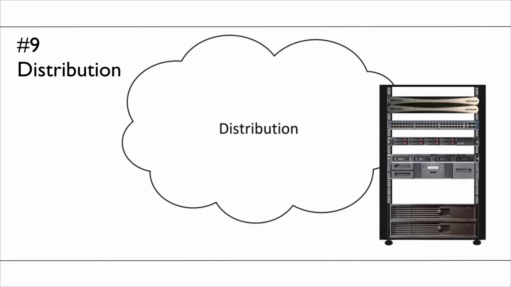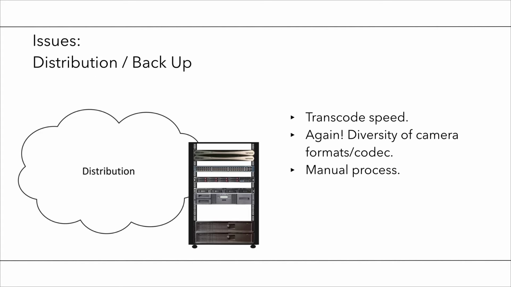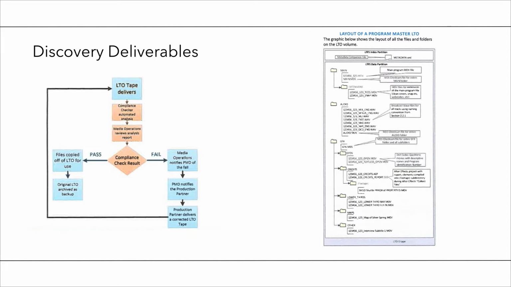So, distribution. If we go to the next slide, we can go to this one. Transcoding speed, again, we're going to talk about, real quick, we're going to go back to Telestream. Telestream is going to talk to us about the final deliverable. Remember we talked about all the different codecs and deliverable requirements.